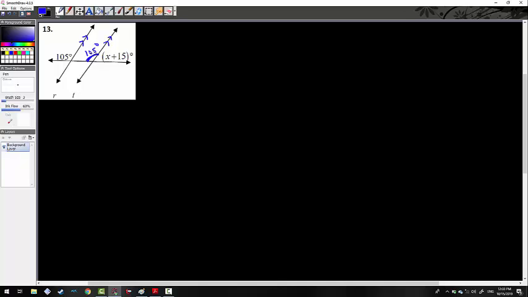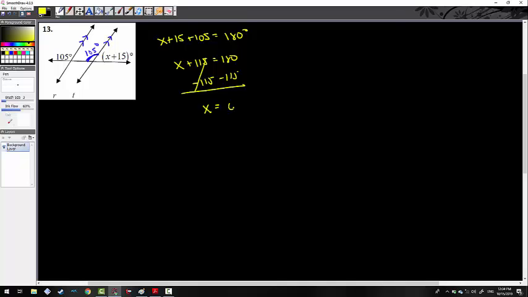Now, the way this 105 is going to play a role is when it interacts with this x plus 15, they're going to be what we call supplementary angles, meaning if I add them together, I will obtain 180 degrees. So all I have to do is combine them. x plus 105 is equal to 180, and then just subtract 105 from both sides. So what I get is x equaling, looks like 100 is going to cancel each other out, 80 minus 15 is 65.